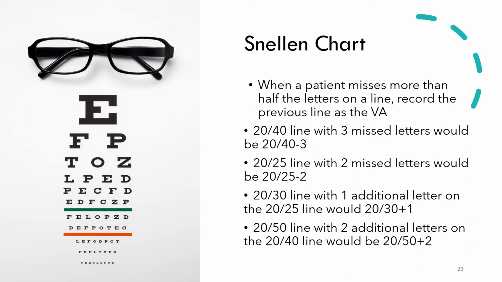These are some examples to show what we're talking about. The patient reads the 20/40 line with 3 missed letters. We would document that as 20/40 minus 3. A patient reads the 20/25 line with 2 missed letters. We would document that as 20/25 minus 2. If a patient reads the 20/30 line with 1 additional letter read on the 20/25 line, that would be documented as 20/30 plus 1. If a patient reads the 20/50 line with 2 additional letters on the 20/40 line, that would be documented as 20/50 plus 2.